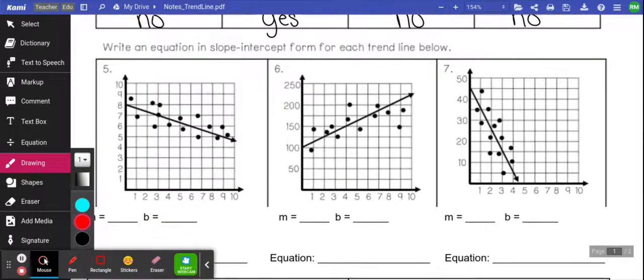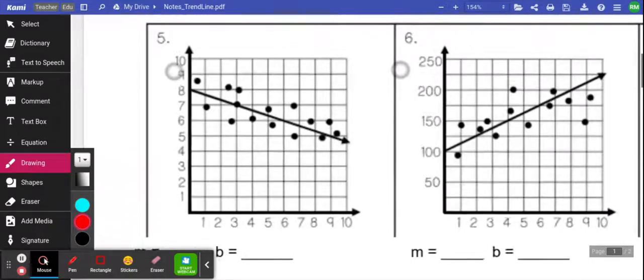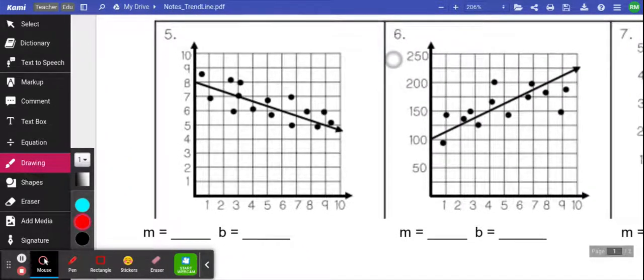So problems 5 through 6. Am I moving too quick? No? Okay. Number 5, let's look at number 5. We're going to write the equation of a line. So we need our slope and our y-intercept. So we're looking at the trend line. And we need to know where the starting point is. So we're looking at the y-axis, which is the one that's straight up and down.